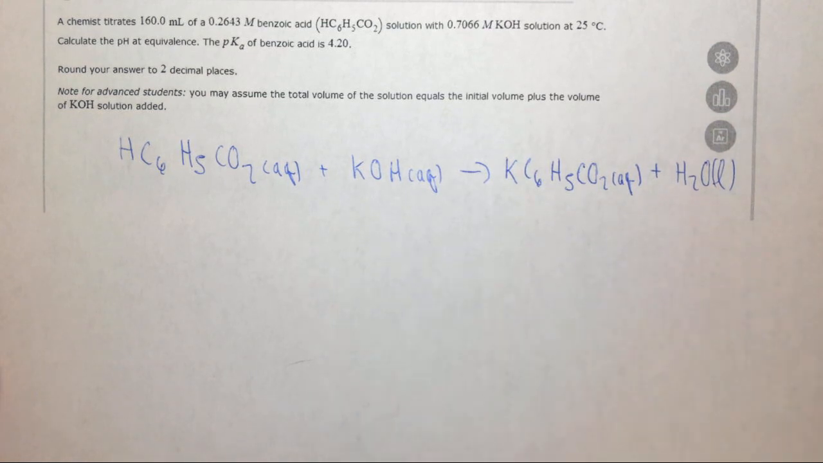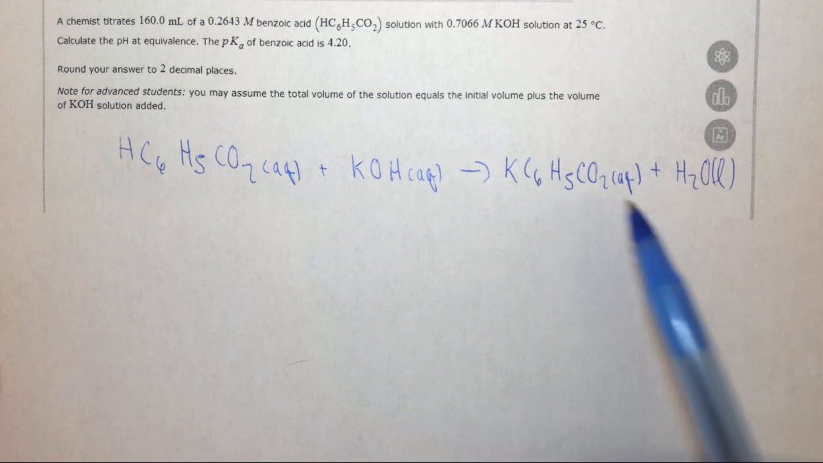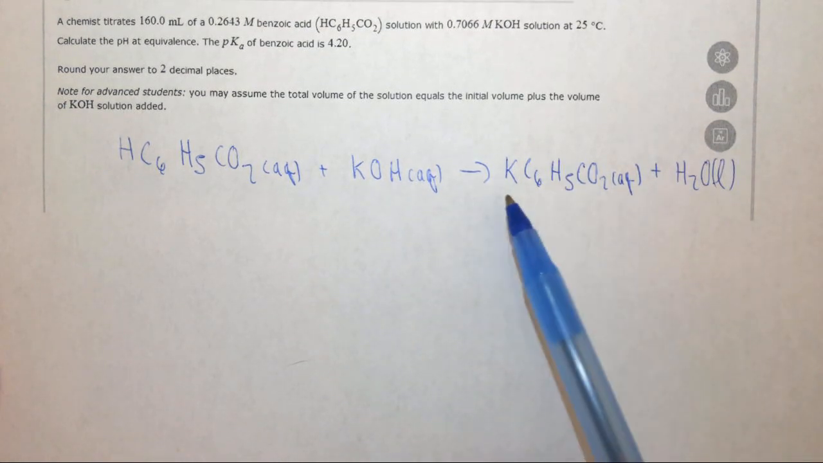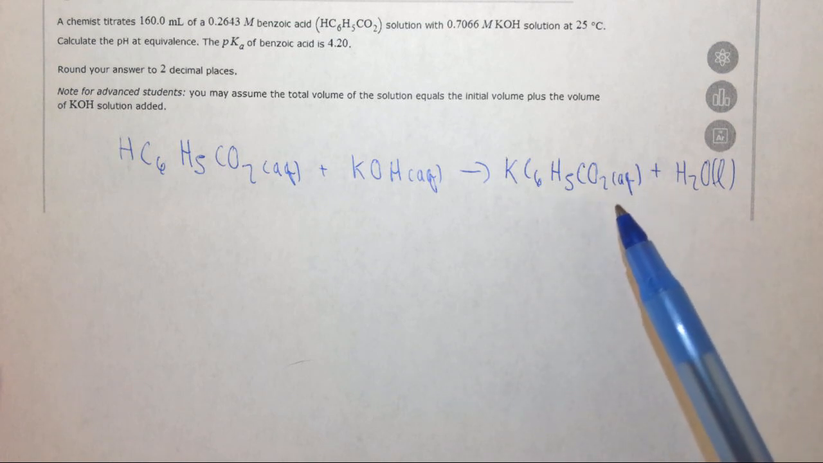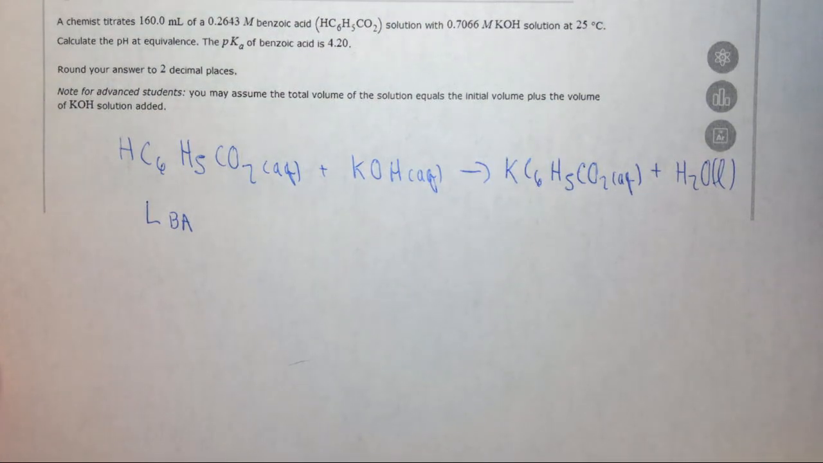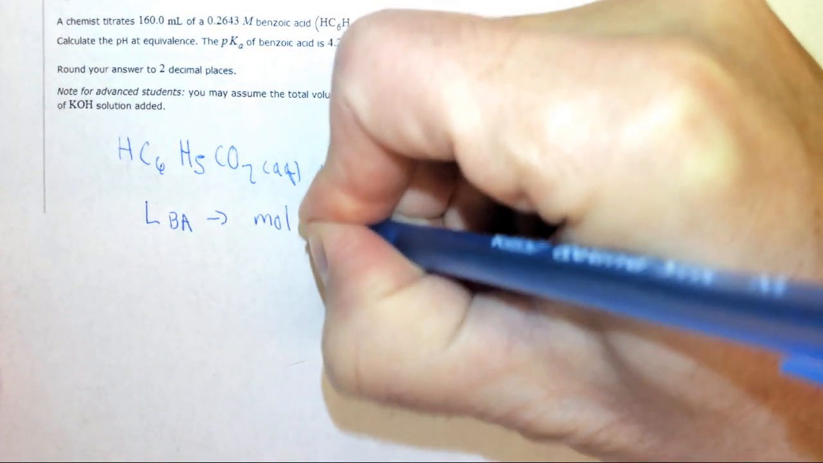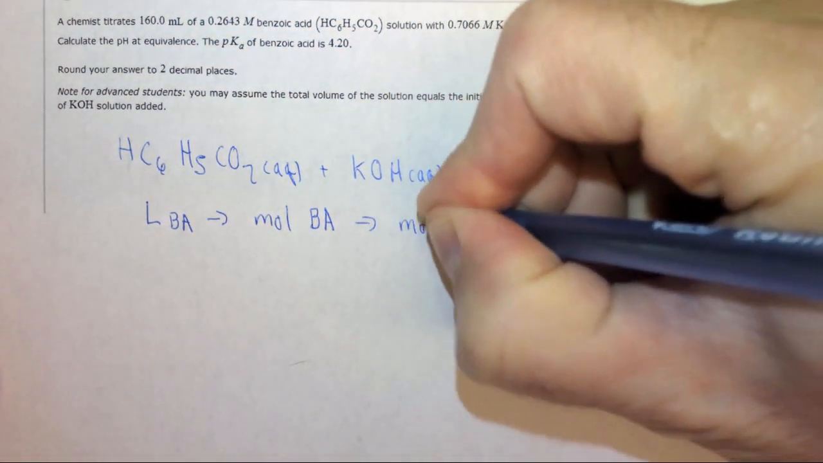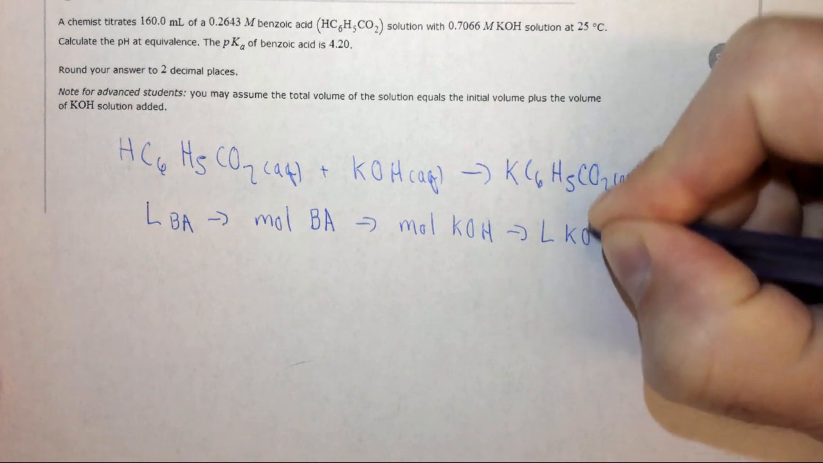So the first thing we need to do is a stoichiometry problem just to figure out how many milliliters of KOH were used, so we know the total volume of solution, so we can determine the concentration of this in the equilibrium solution. So let's start by doing that. We want to go from liters of benzoic acid, which I'm going to abbreviate BA, to moles of benzoic acid, to moles of KOH, potassium hydroxide, and then finally to liters of KOH solution.